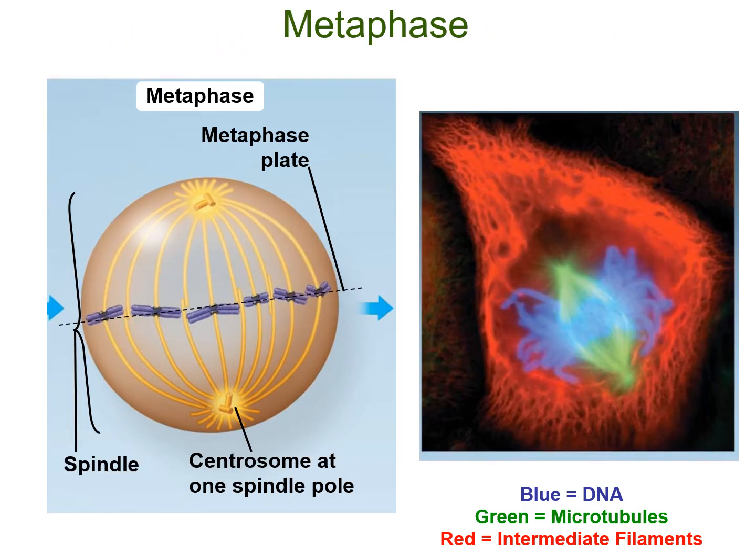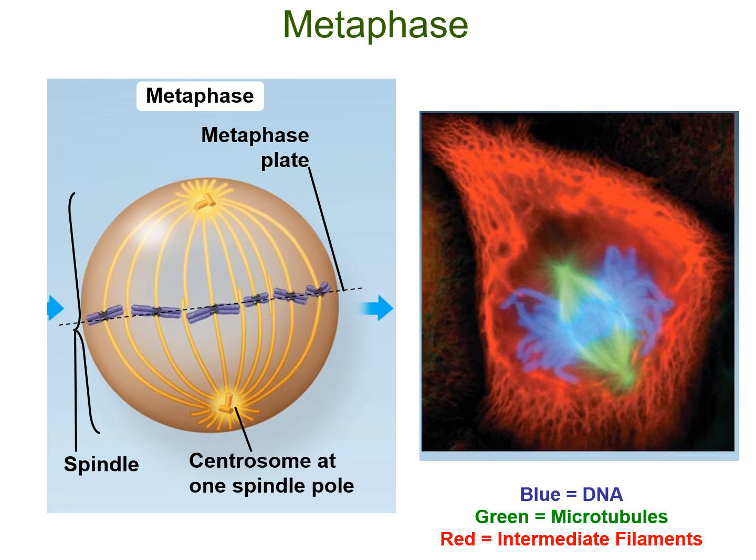By metaphase, the chromosomes have lined up along the equator, the center of the cell, along what's called the metaphase plate. So they're all lined up in a row. Note that the chromatids are attached to microtubules from opposite poles. And what's going to happen is the motor proteins found within the kinetochore that attached to the microtubules are going to walk the chromatids to opposite poles.